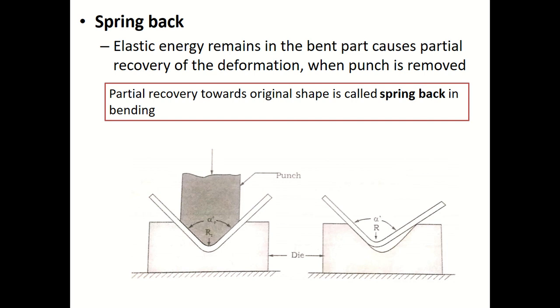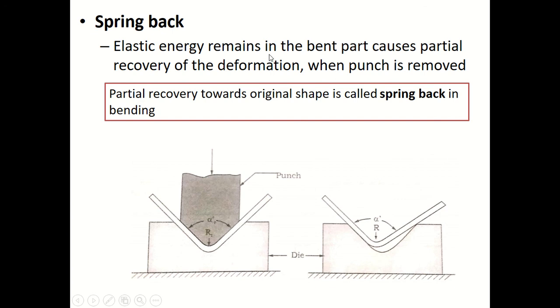Now, in a bending operation, how it gets bent: you are going to apply the load using a punch. The load applied by the punch is removed at the end of the deformation, isn't it? At the end of the operation, you remove the load. So at this time, some elastic energy remains in the bent part and it causes the partial recovery of deformation. So that is called the spring back.